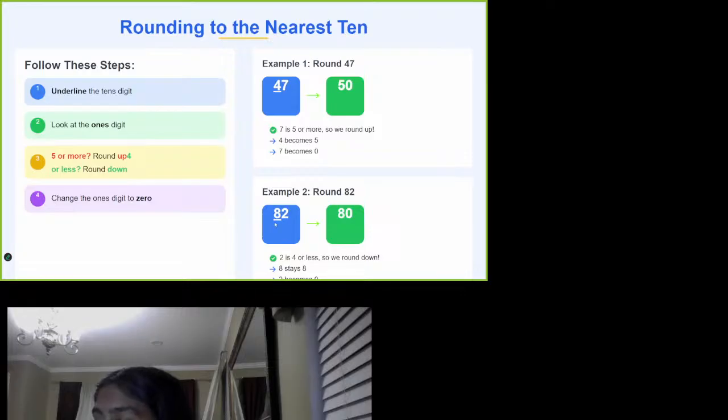Number 2 shows 82 as an example. And so we see the digit in the tens place is an 8. And then we look at the ones place, which is 2. And since 2 is less than 4, then you will round down to 0. So you will keep this 8 in the tens place, but you will change the 2 into a 0.